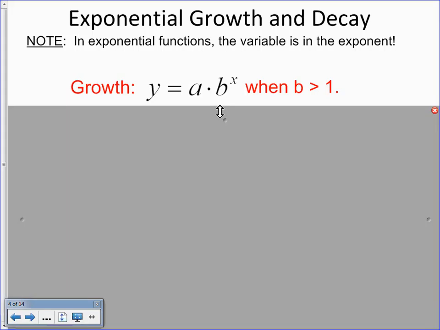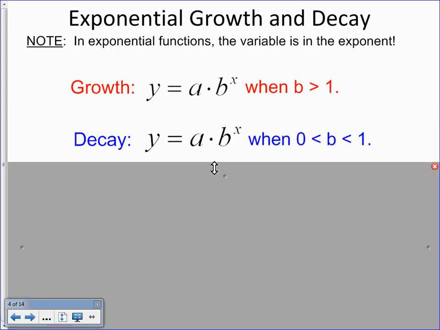First of all, our basic model for an exponential growth or decay function is y equals a times b to the x. That represents growth whenever b is greater than 1. We use the same formula for exponential decay, y equals a times b to the x, but it's decay whenever b is less than 1 but greater than 0.